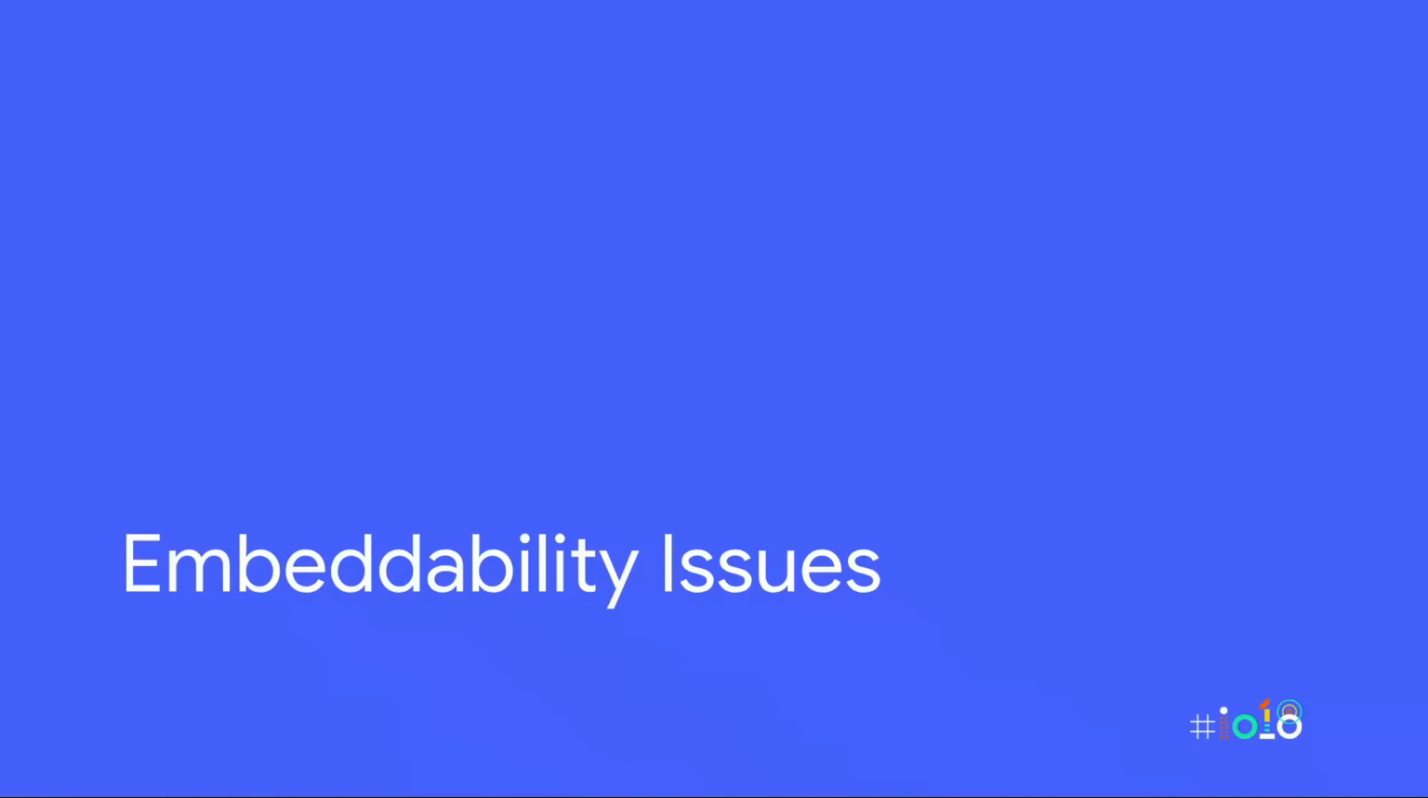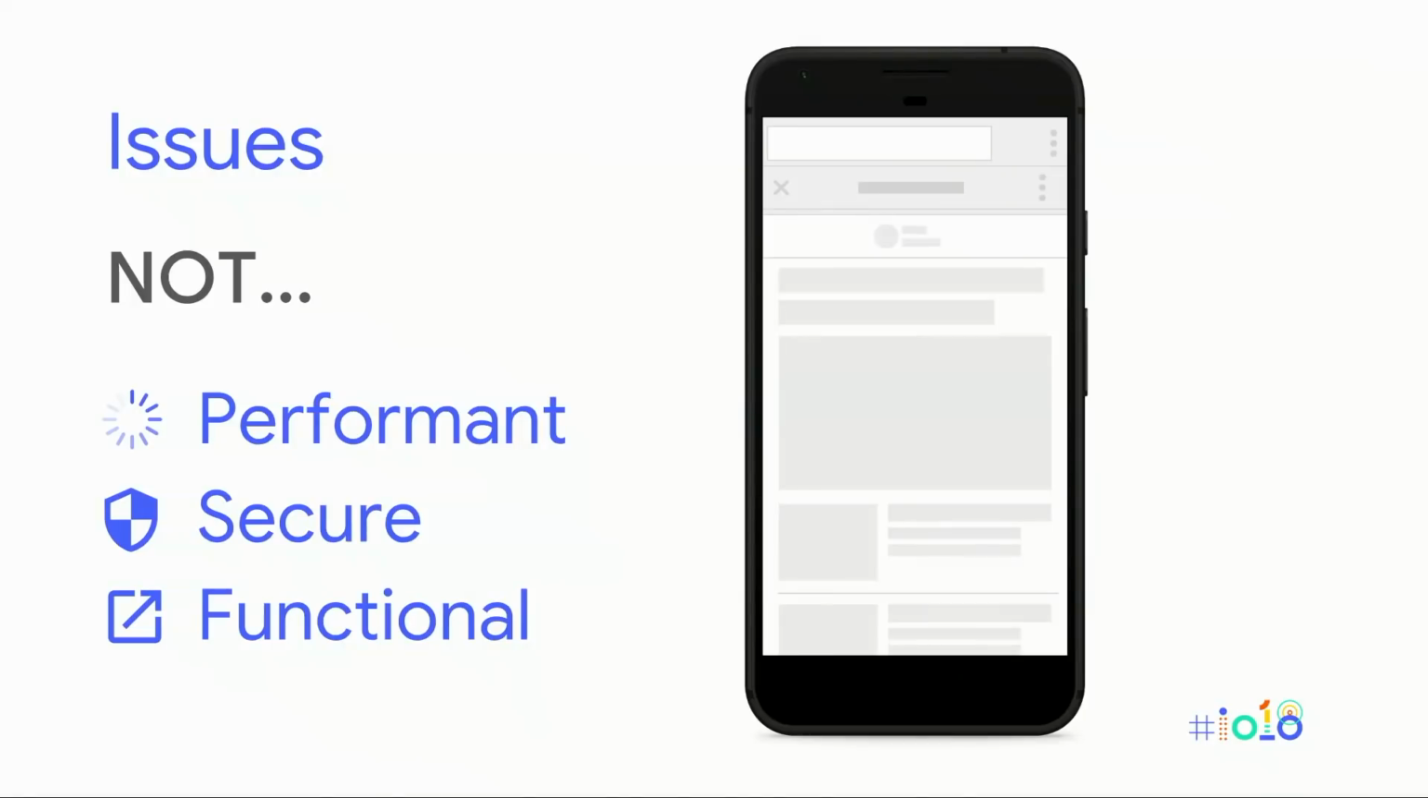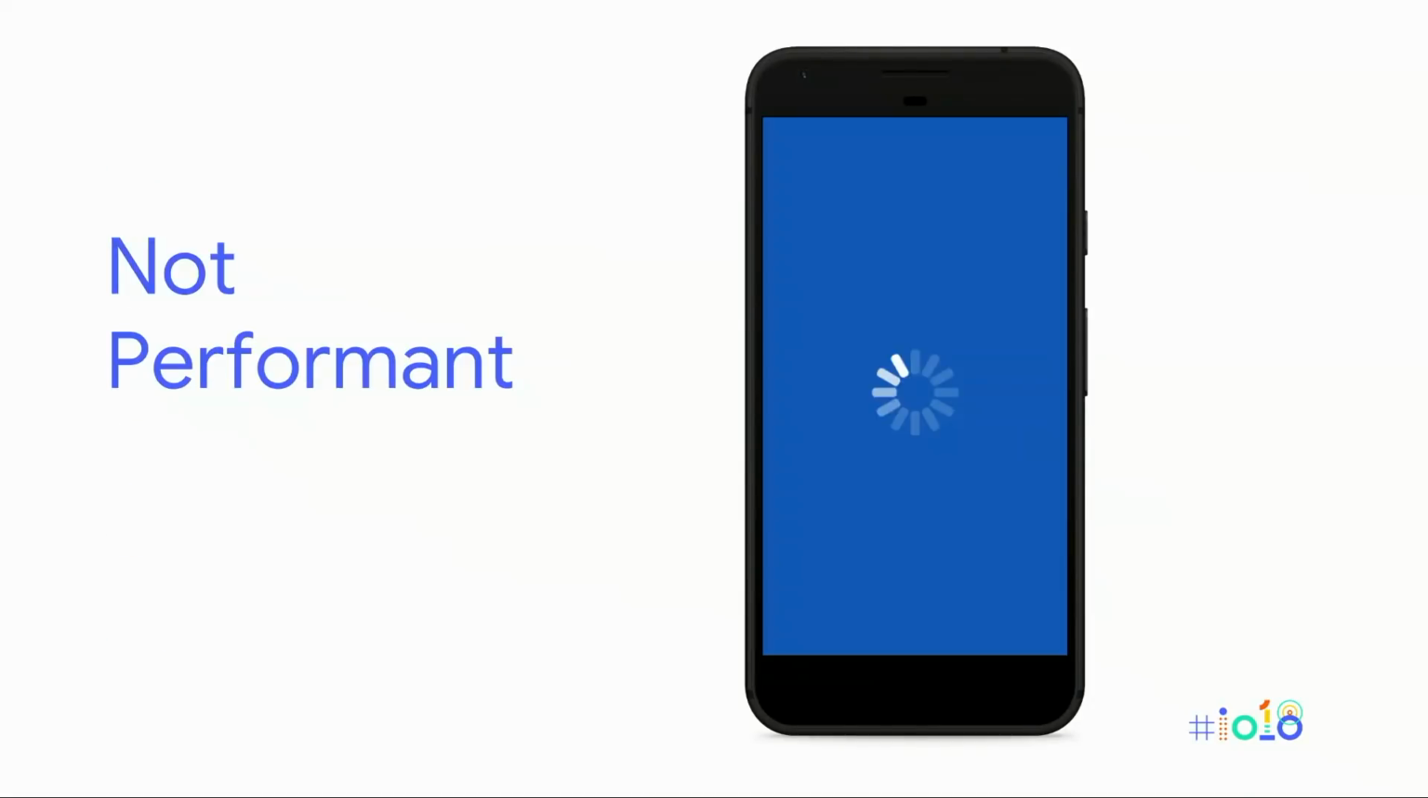Before we look at AMP's principles, why don't we first take a look at some issues with the way embeddability works on the web today? And from there, we'll get a much better understanding of why AMP is great for embeddability. Current embed technologies like iframes and web views have three major issues. They're not performant, not secure, or not functional. Let's look at them one by one.